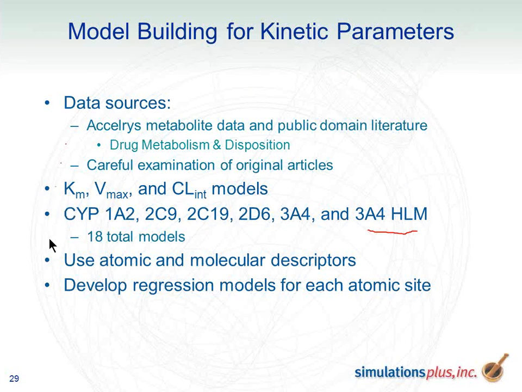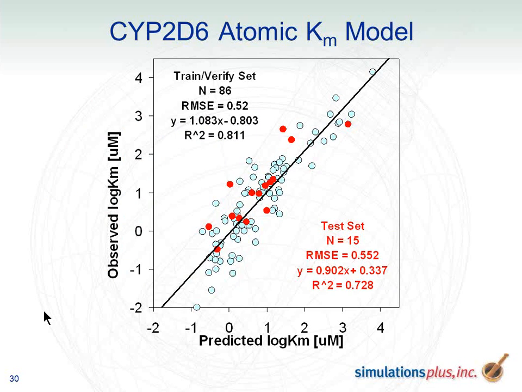So we have three properties we measured for 6 different systems, so we have a total of 18 models. In this case, we used atomic and molecular descriptors in the procedure, whereas in the site of metabolism models we were only using atomic descriptors, and then we developed regression models for each atomic site on the molecule.